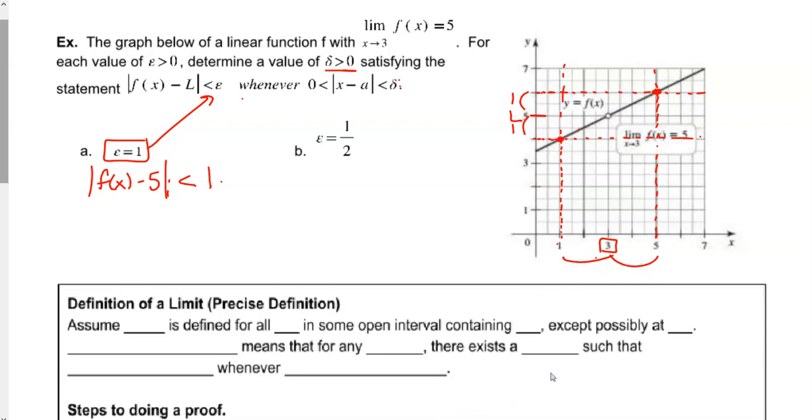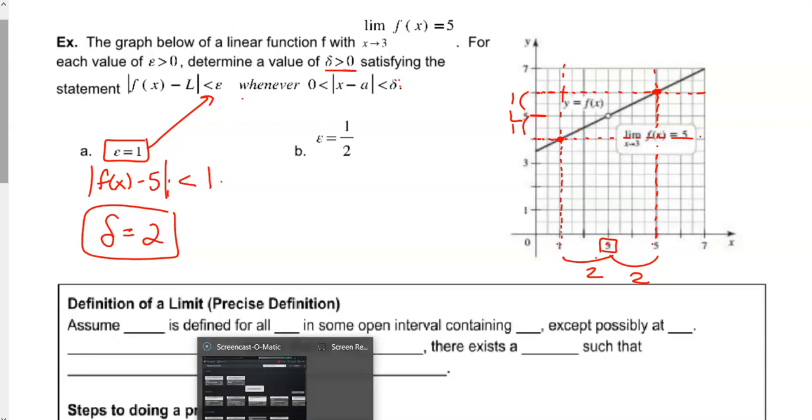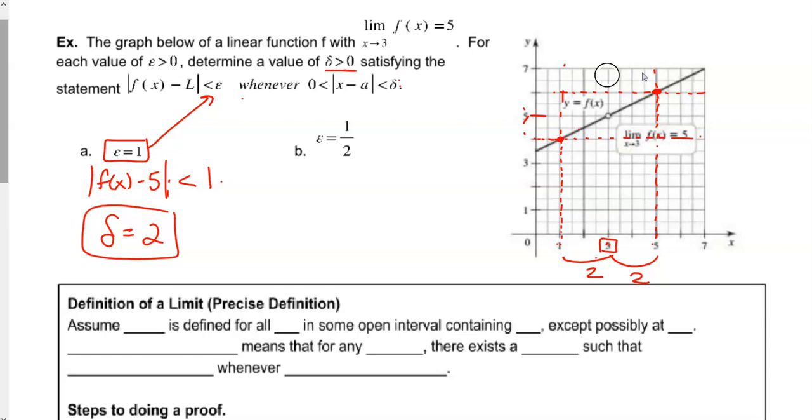So here, what are these distances? From 3 to 5 is 2. From 3 to 1 is 2. Therefore, I'm going to define delta to equal 2. Delta has to equal 2 here. I have to be within 2 of my x value of 3 so that my function value has to be within 1 of my limit value. Okay? All right.